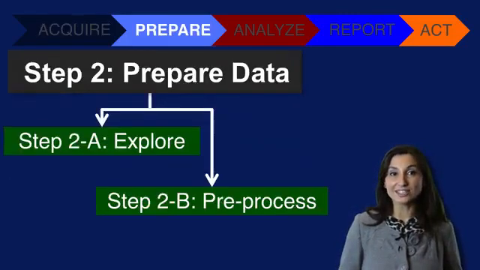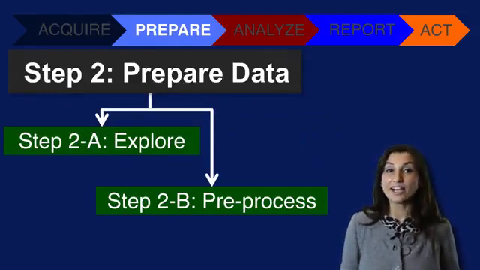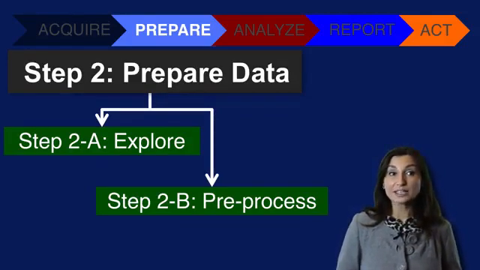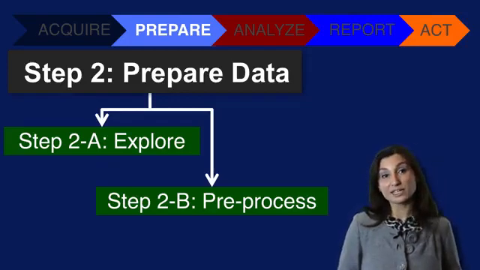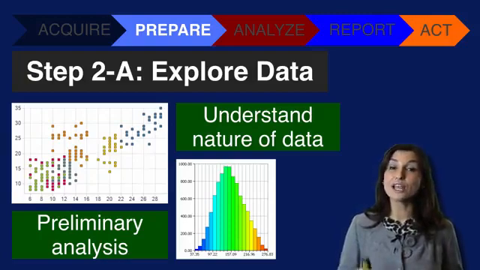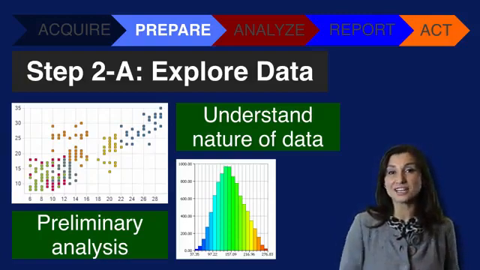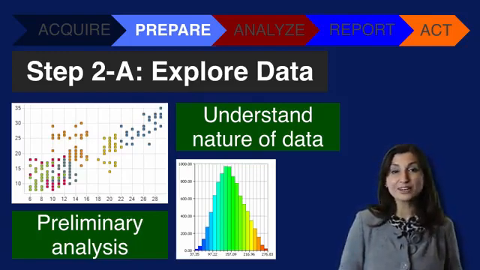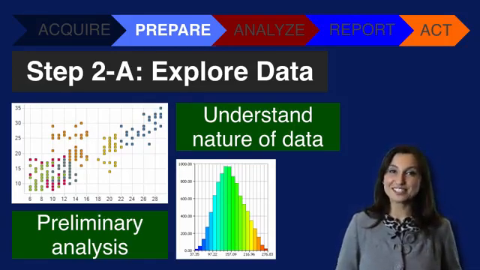The next activity is prepare data. We divide the prepare data activity into 2 steps based on the nature of the activity, namely explore data and pre-process data. The first step in data preparation involves literally looking at the data to understand its nature, what it means, its quality and format. It often takes a preliminary analysis of data or samples of data to understand it. This is why this step is called explore.